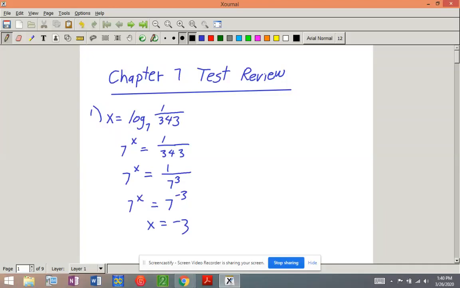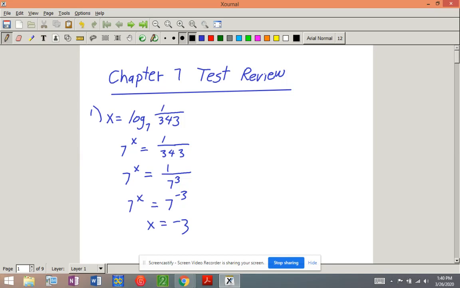Hello again, everybody. Welcome to the first of 2 days of review for our unit test on logarithms. We'll do the first 10 questions on our review paper today and then the next 10 on the following day. So have that with you as we work through these problems and try to remember what we did.